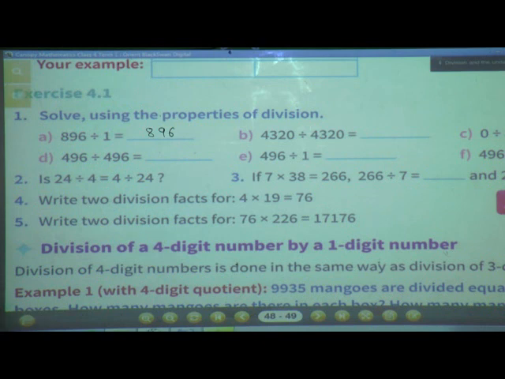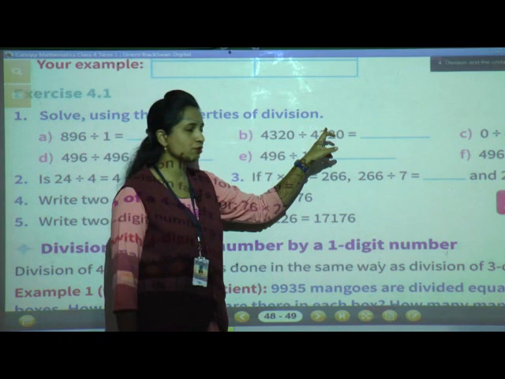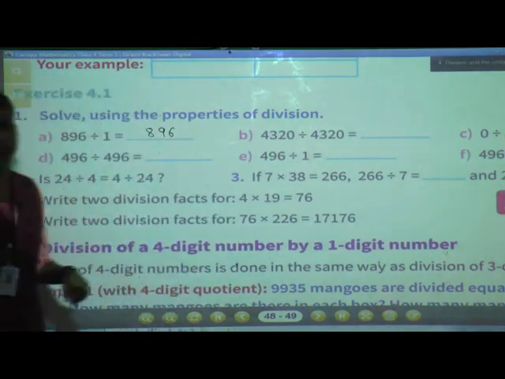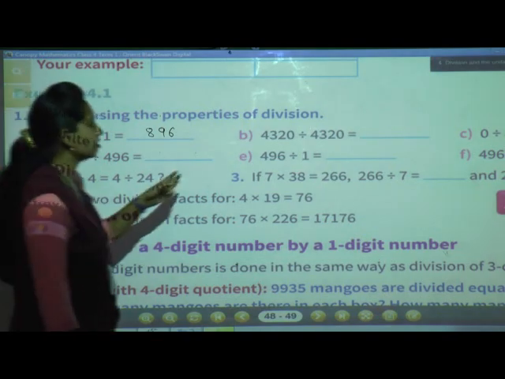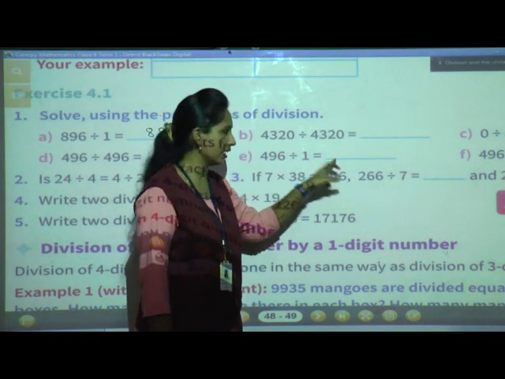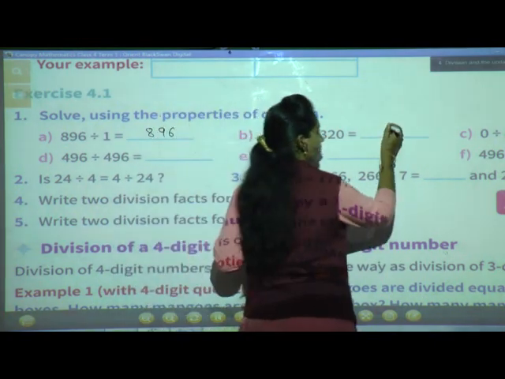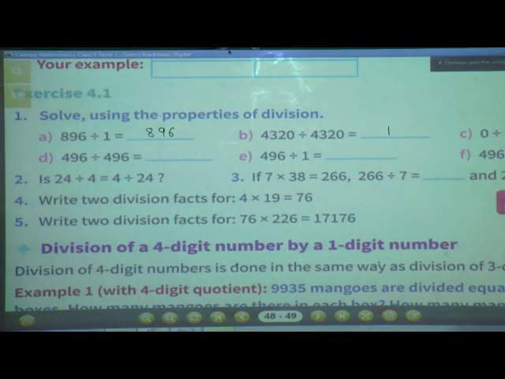Yes. Now we will go with the B one. What is the B question? 4320 divided by 4320. Now tell me which division property is there? Yes, the third one. What is the third property? If a number is divided by itself, the answer is 1, isn't it? So the number is divided by itself, so the answer always comes 1. Clear?